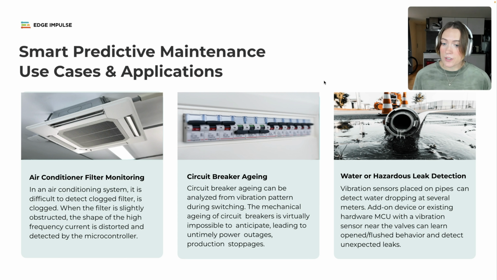We can also detect circuit breaker aging from things like the vibration pattern during switching, and you can also use current analysis in our anomaly detection model as well. You can even do things like water or hazardous leak detection through water dropping at several meters with an add-on device, or existing hardware can be placed with a vibration sensor near the valves to learn when an open or flush behavior is detected, and we can use that to analyze when leaks are about to occur or are already occurring.